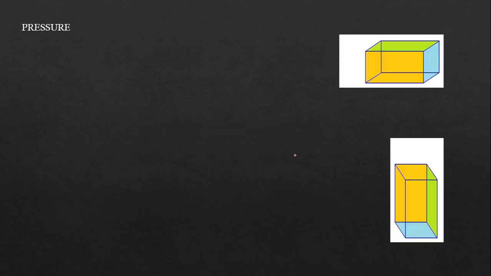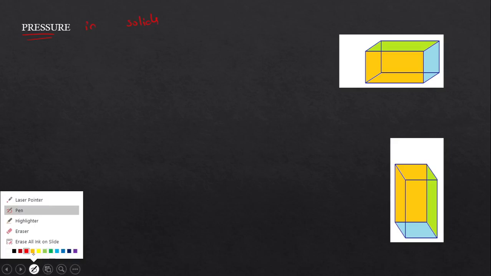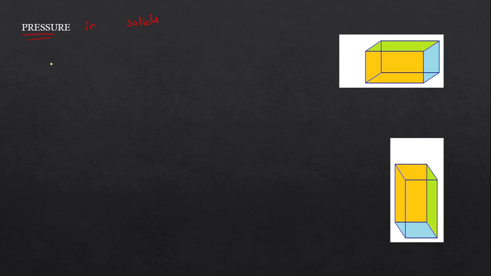In this chapter we'll start to understand what pressure is. Pressure is defined for all solids, liquids as well as gases. Pressure in solids is defined like this. Pressure is the force exerted per unit area of the object. So the formula for pressure is given by force exerted per area of contact.